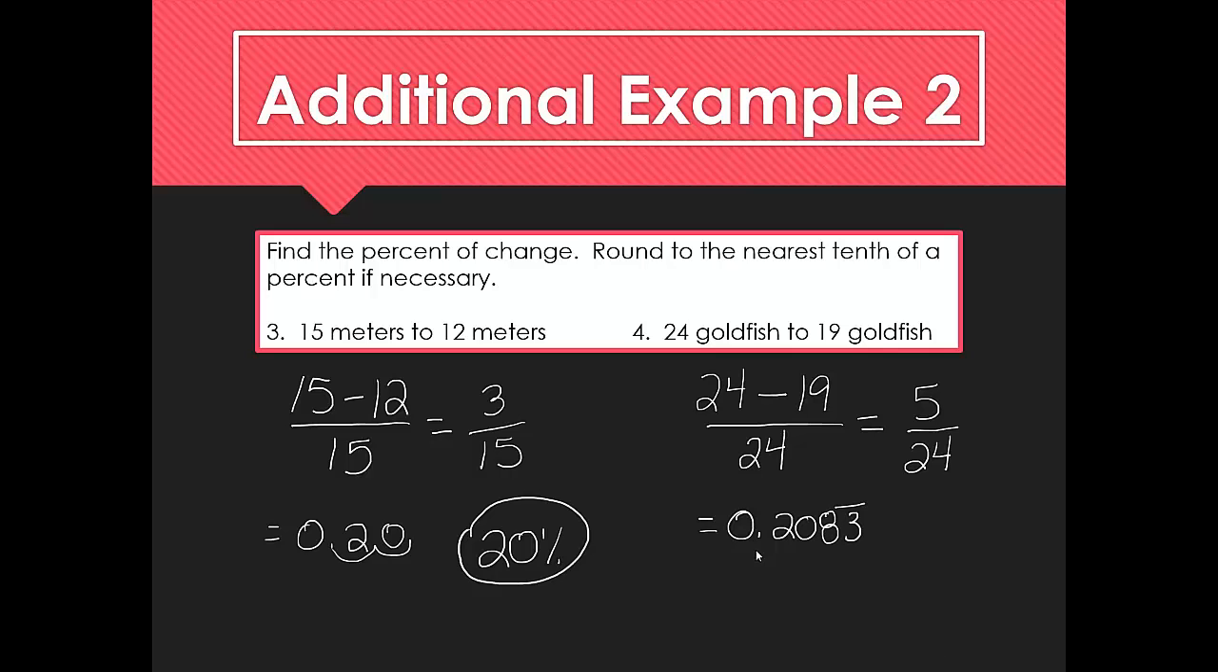Now we need to convert this to our percent. Move our decimal 2 places to the right, so 1, 2, and that gives us 20.83 with a 3 repeating. The 8 would be in the tenths place. We look at the number behind, which is a 3, and that means we would keep this 8. So we would have 20.8%.